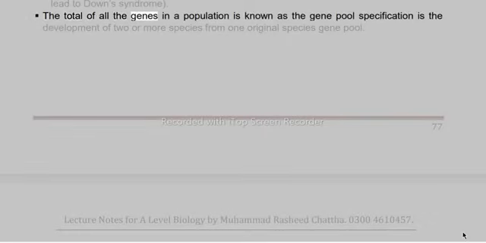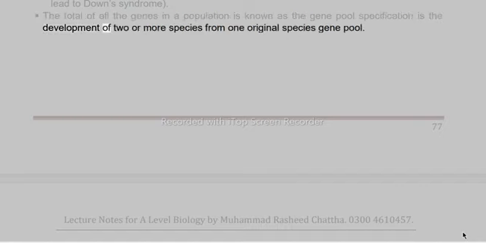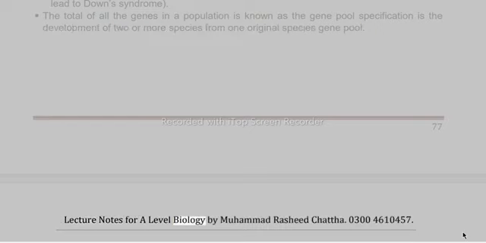The total of all the genes in a population is known as the gene pool. Speciation is the development of two or more species from one original species gene pool. Lecture notes for A-Level Biology by Mohammed Rashid Chatha.